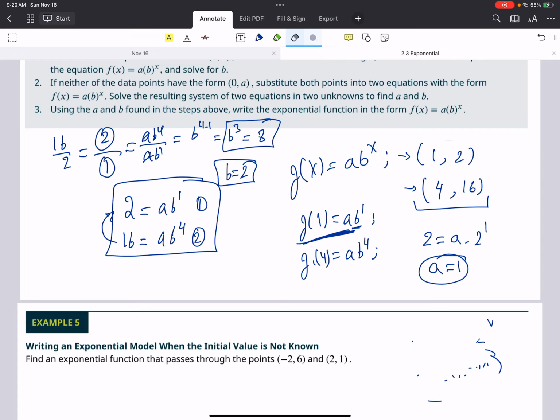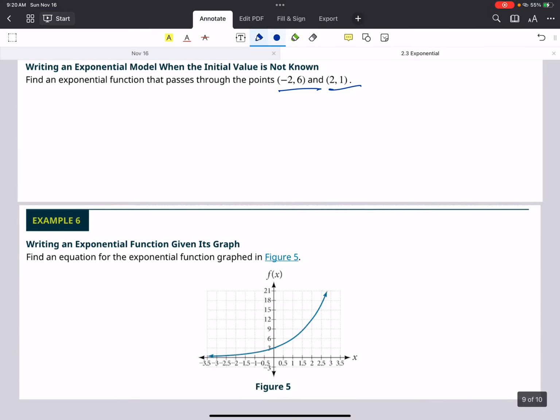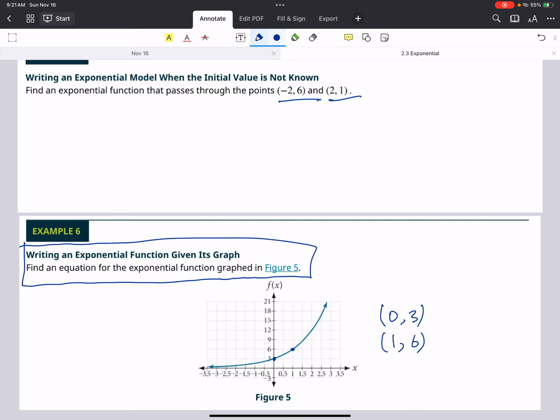What I want from you is to try and solve example number 5. You're given 2 points. I wish you the best of luck. Try and find the equation for the exponential function graphed here. Well, I'm going to give you a hint. You have 1 point, which is 0, 3. And you have this point, which is 1, 6. I wish you the best of luck as well.